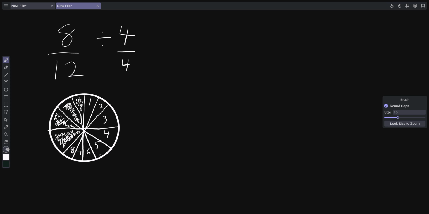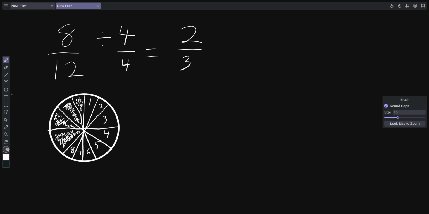Any number divided by itself equals 1, and fractions are essentially division. I'll go into that a little more later, but we're going to divide this by 4 over 4, and when we do that, we just divide 8 divided by 4, which would give us 2. And then 12 divided by 4 would give us 3.